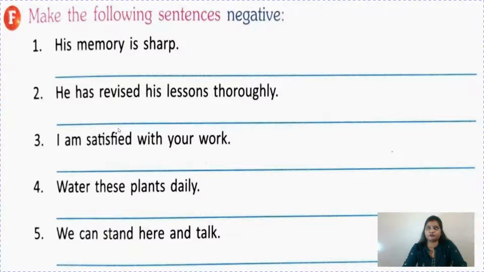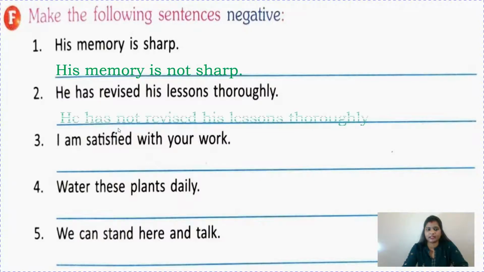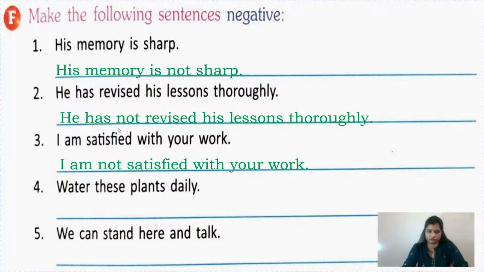Now let's make the following sentences negative. It will make it clearer for you. His memory is sharp. So we only have to put not after is. His memory is not sharp. You can also write isn't. He has revised his lessons thoroughly. So we can see here two verbs, has and revised. So we will use here has not or hasn't. He has not revised his lessons thoroughly. I am satisfied with your work. I am not satisfied with your work.